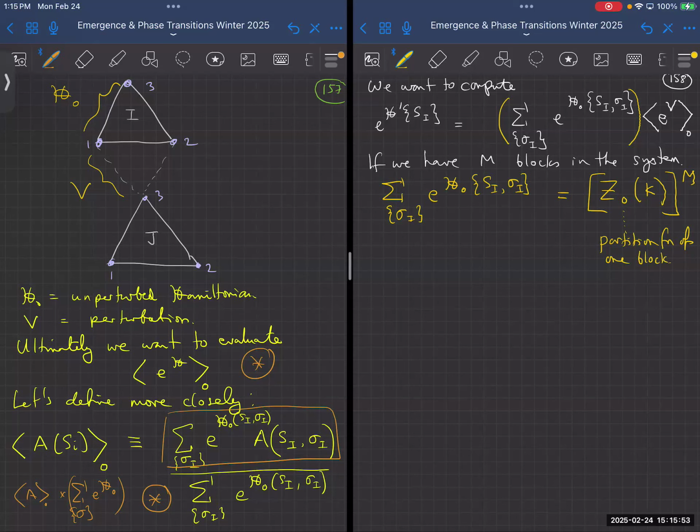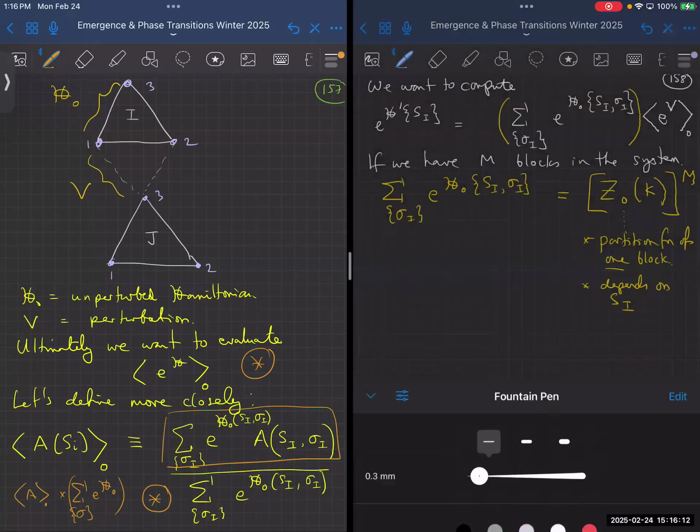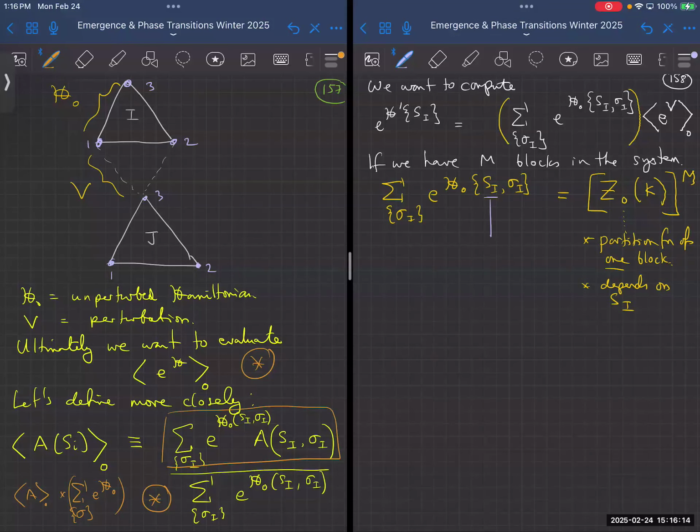Because the blocks are not connected, so they're independent. And this value here, this partition function of one block, also depends on the value Si, because Si is over here on the left-hand side. And so this thing will depend on Si.